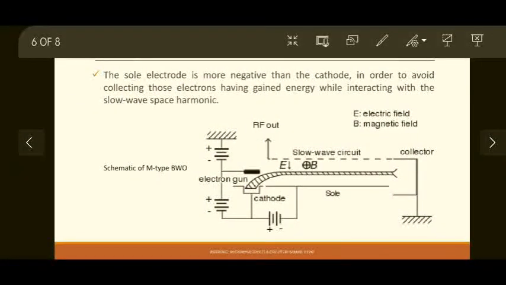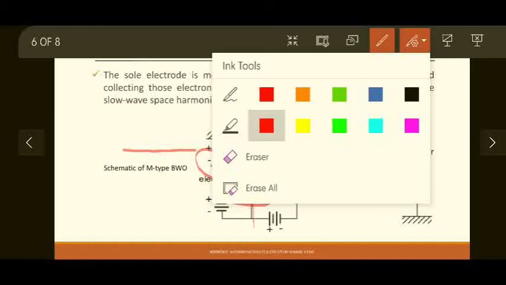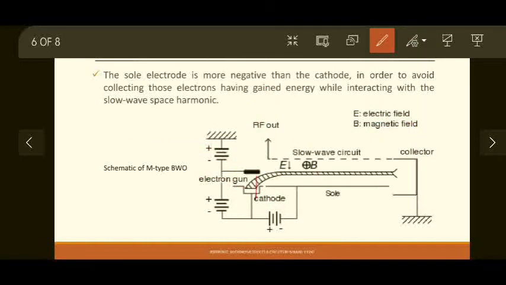Okay, so this is the structure of M-type BW. Now if you see, the electron gun cathode is here. It is not originating from here or here. The cathode is here, so it is emitting the electron beam. So the electron beam is originally moving in this direction. Let's redraw that. The electron beam is originally moving in this direction, but there is a presence of electric and magnetic field. So the electric field will be perpendicular to this direction.